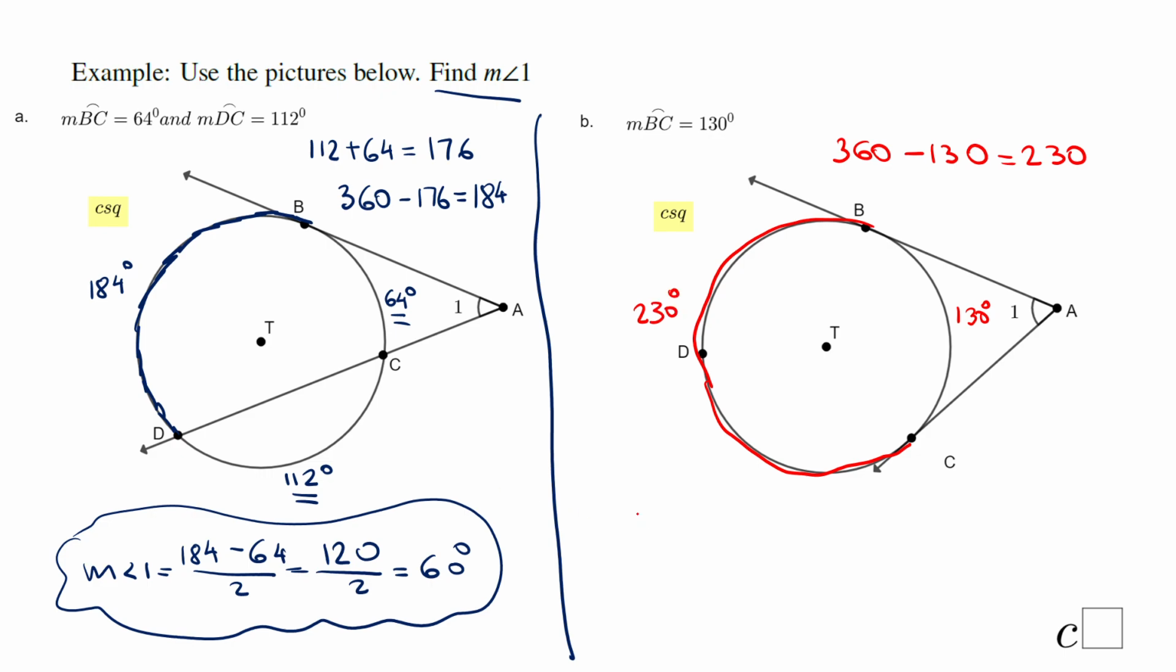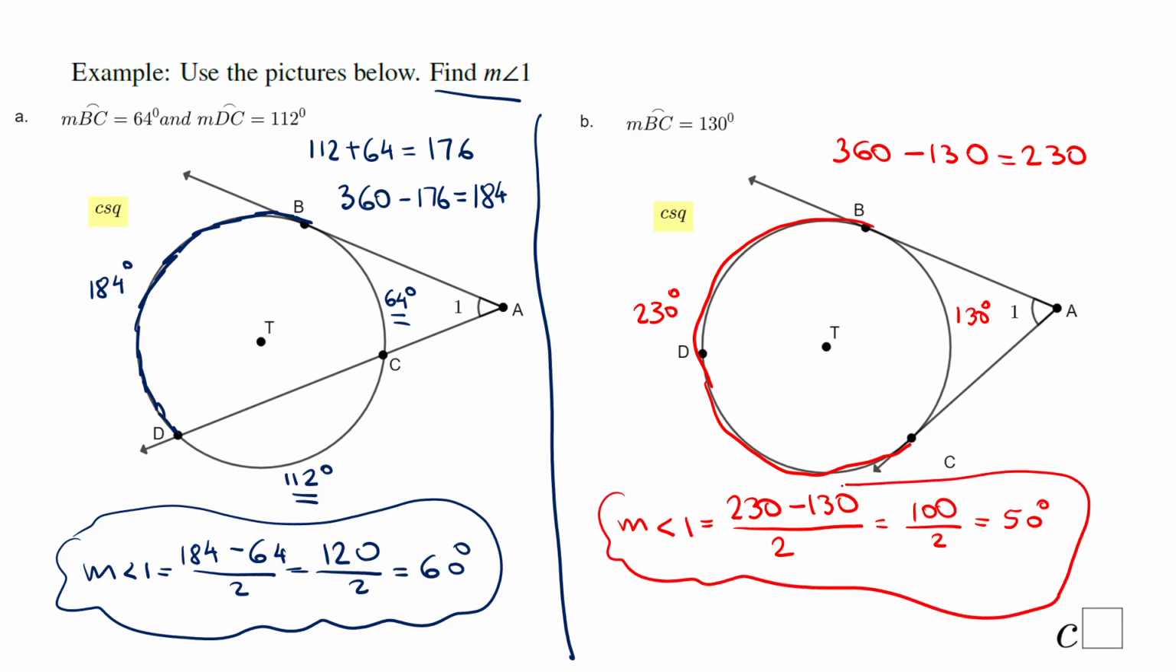Now we can move to the second part of the problem, where we can find the angle. The measure of angle 1 will be 230 minus 130. So you see, the difference of the two intercepted arcs. Don't forget to divide by 2. So that will be 100 divided by 2, and that will be 50 degrees. That is the measure of angle 1 in this case.